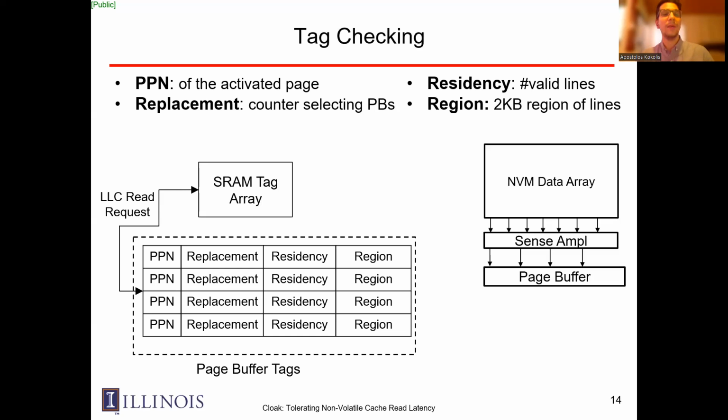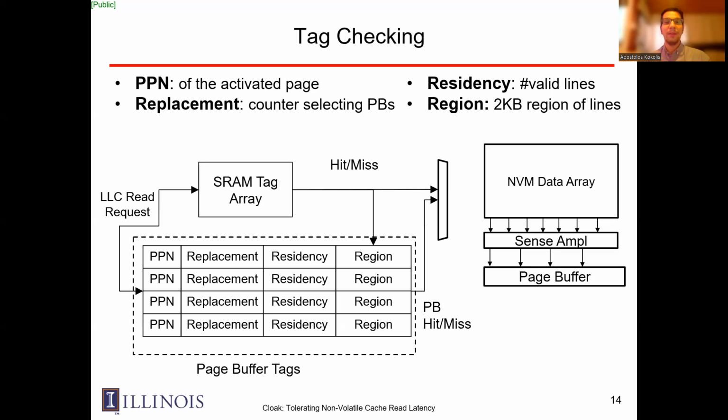So when an LLC read request reaches the last level cast, we first check the SRAM tag array and the page buffer tags in parallel. The SRAM tag array needs to tell us whether this is a hit or a miss. If it is a miss, we just send this request to main memory. But if it is a hit, then we need to also check what is the region reported in the page buffers and what is the region reported in the SRAM tag array, in order to decide whether this is a page buffer hit or a page buffer miss.